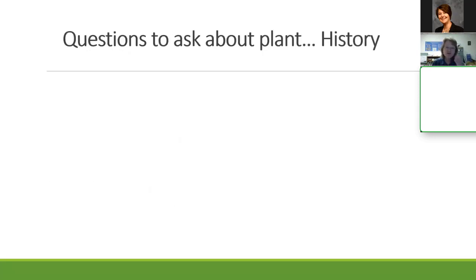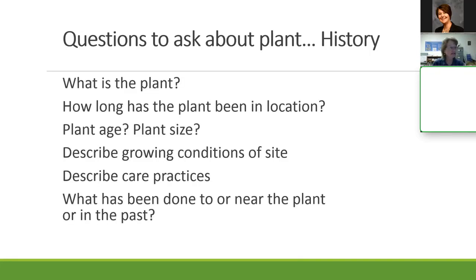Here are some questions to ask about the history of the plant. What is the plant? You might assume that every homeowner knows that, but they don't. They usually will say, my tree's dying, or my shrub is dying, etc. And then the first thing, of course, to ask is, well, what type of tree do you have?